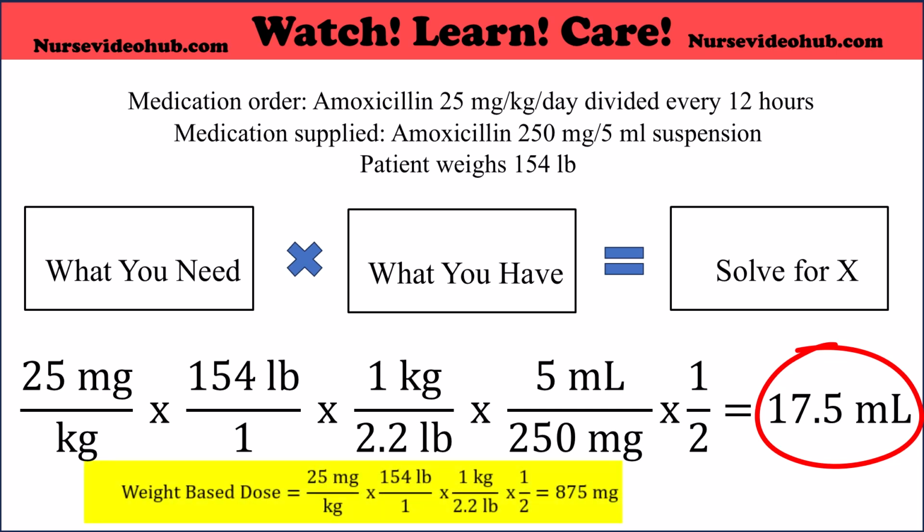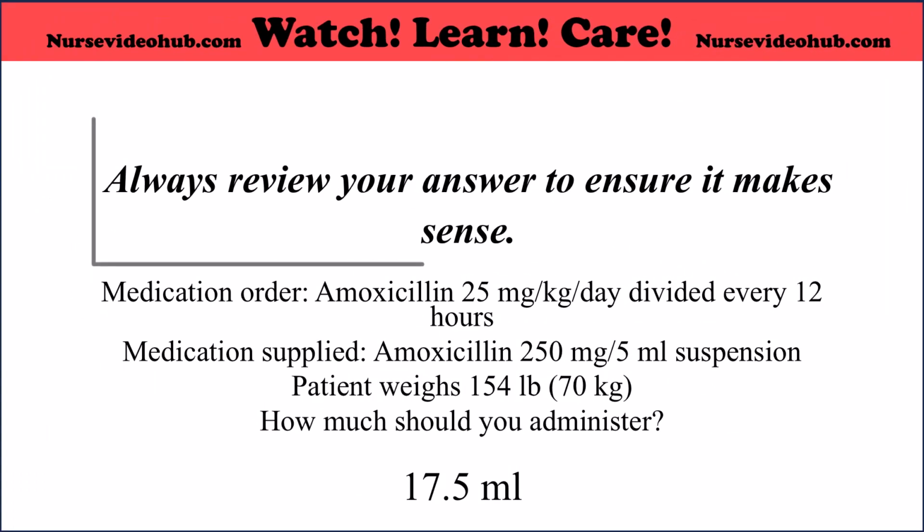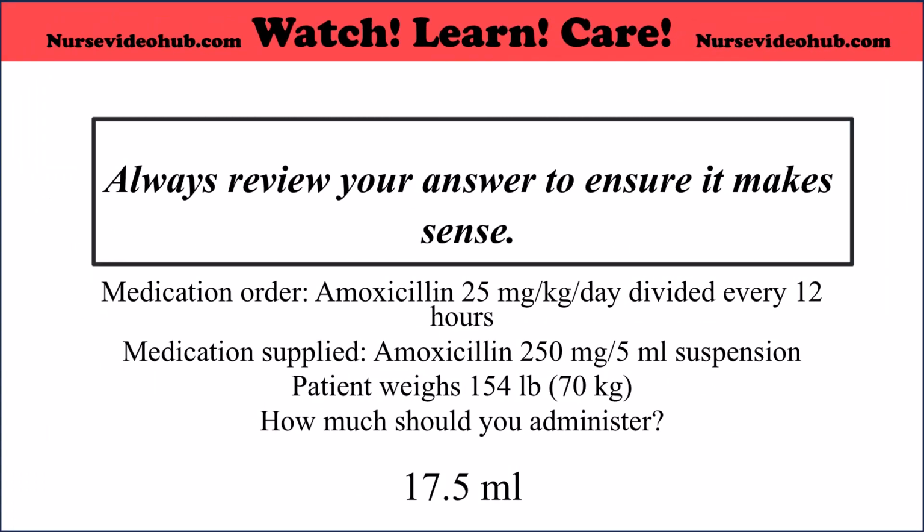You could always calculate the 875 milligram dosage separately by writing out the 25 milligrams per kilogram times 154 pounds over 1, the patient's weight, times the conversion factor, 1 kilogram over 2.2 pounds, times the 1/2, because it's given twice a day, to equal the 875. Always review your answer to make sure it makes sense.